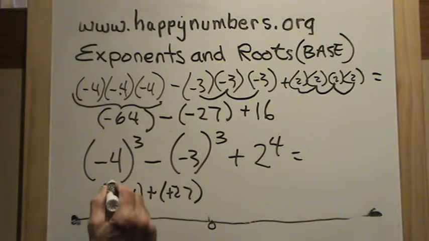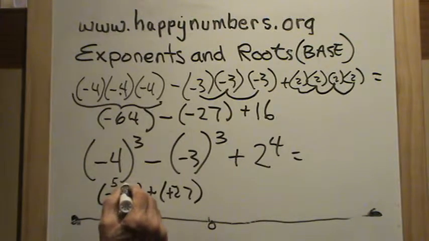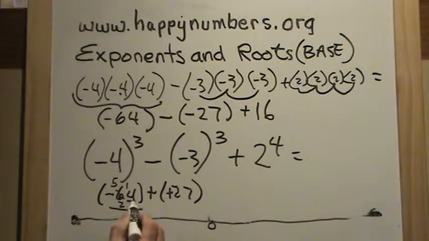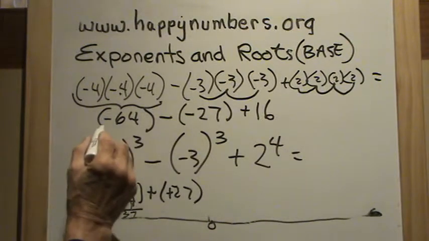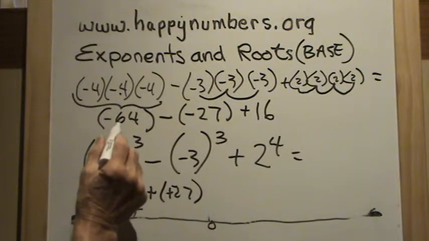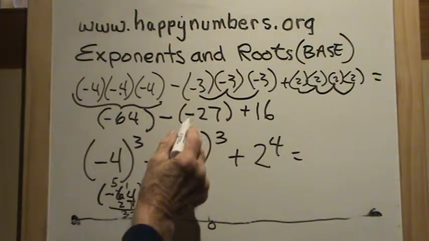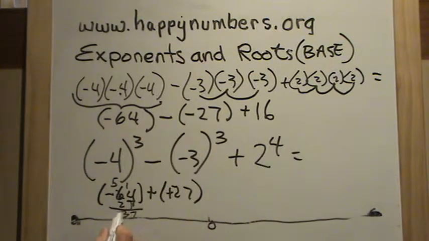So I have to borrow, make that a 5. That becomes a 14. This is a 7, by the way. 14 take away 7 is 7. 5 take away 2 is 3. So when I do this piece right here, negative 64 minus negative 27, I get a negative 37.